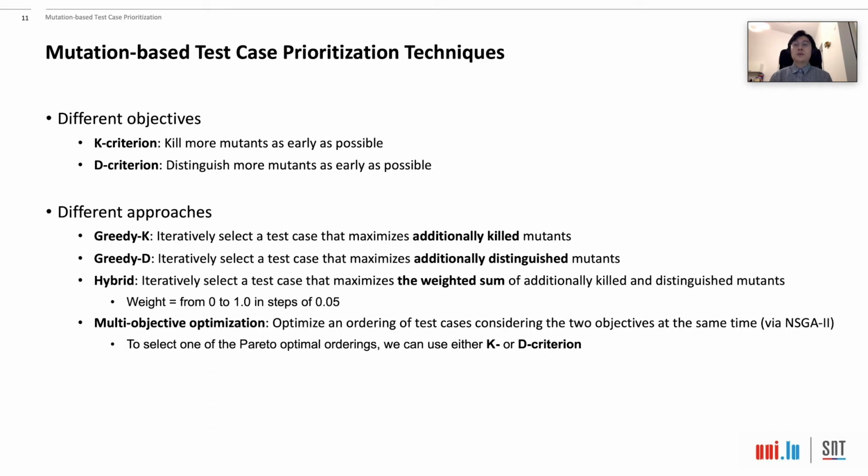We can also consider a hybrid approach between K and D. It can iteratively select a test case that maximizes the weighted sum of additionally killed and distinguished mutants. Instead of iteratively selecting test cases one by one, we can also optimize the ordering of test cases as a whole using optimization algorithms. However, due to the 20-minute time limit for this presentation, I'm not going to provide the details for these multi-objective optimization approaches. If you are interested, please refer to the paper.